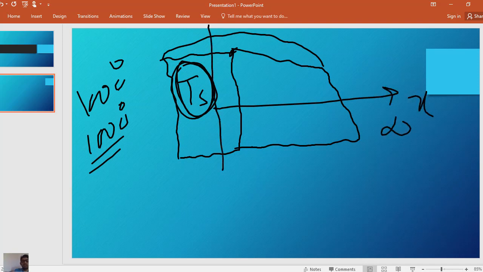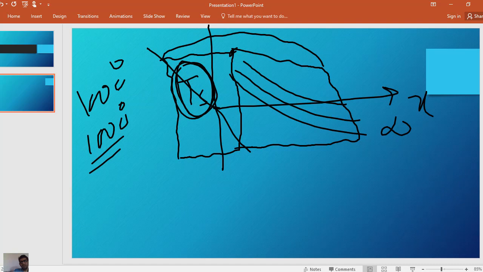So how will the temperature change? The temperature will decrease with the passage of the x-axis, and with the passage of time the heat will store in the object.